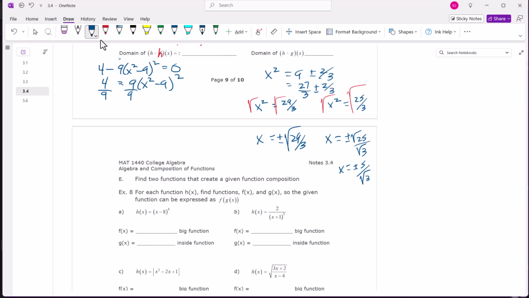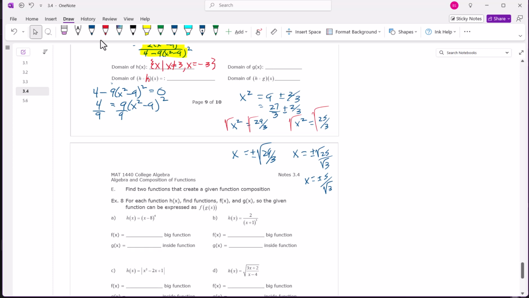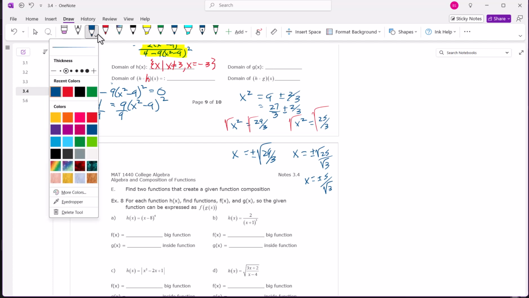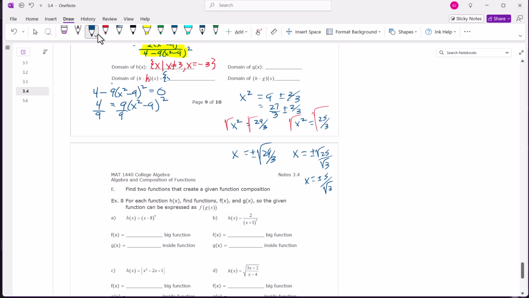Now this is what's weird. When you do this function composition, you've got a whole bunch of things here that you have to throw out. So when you say this domain, you're going to say set of x, and x cannot be equal to plus or minus 3, and x cannot be equal to plus or minus root 29 over 3, and x cannot be equal to plus or minus 5 over root 3. So these things can get a little weird when you're working them out.